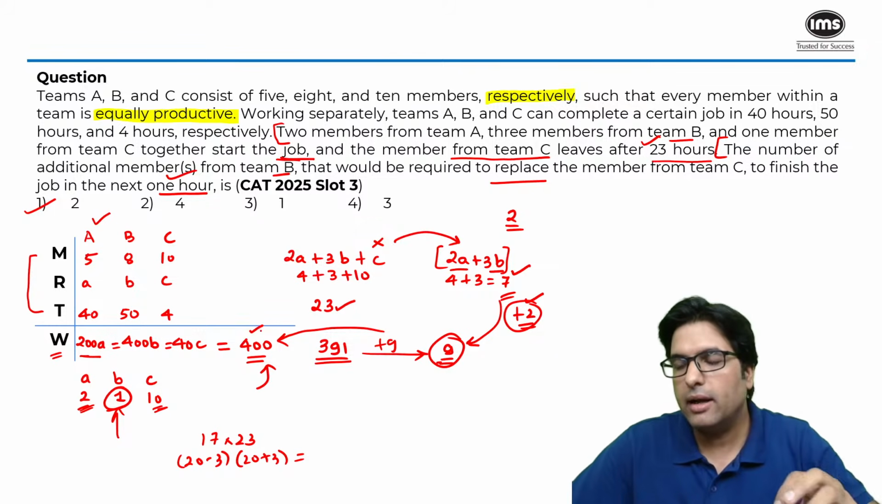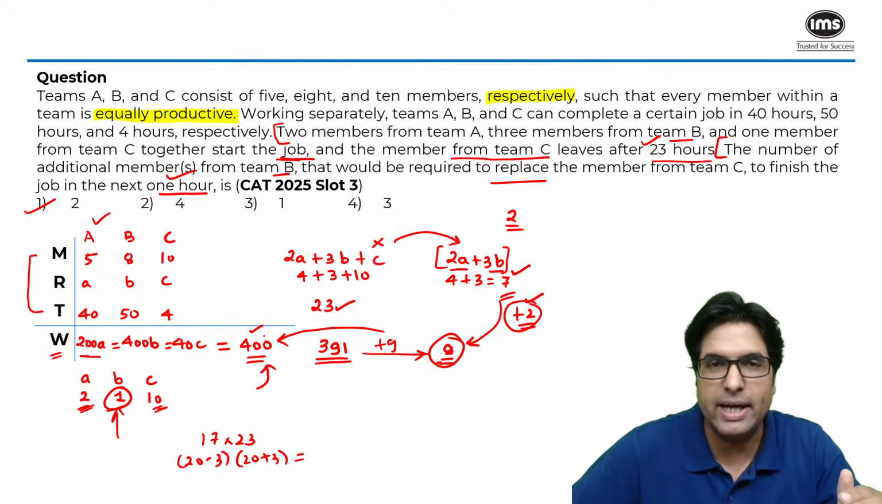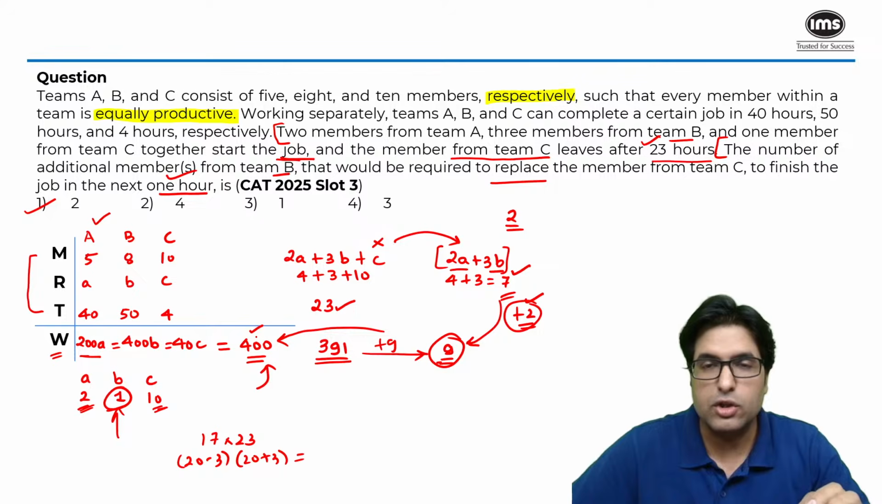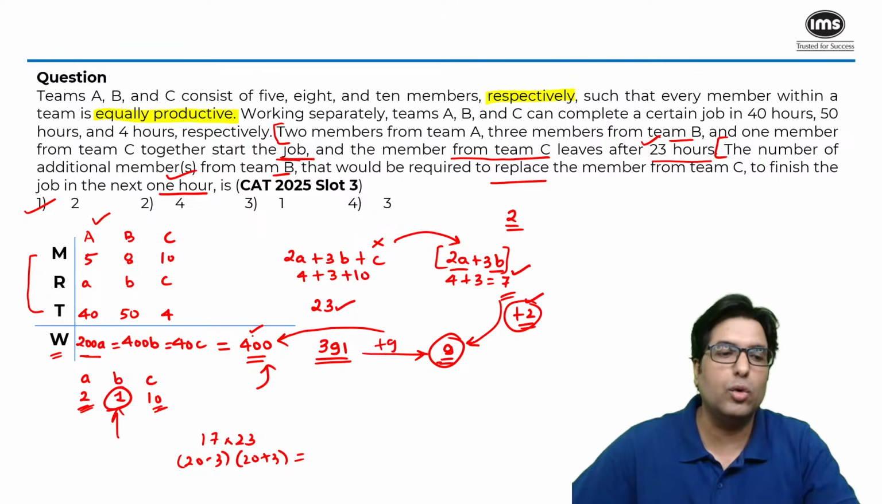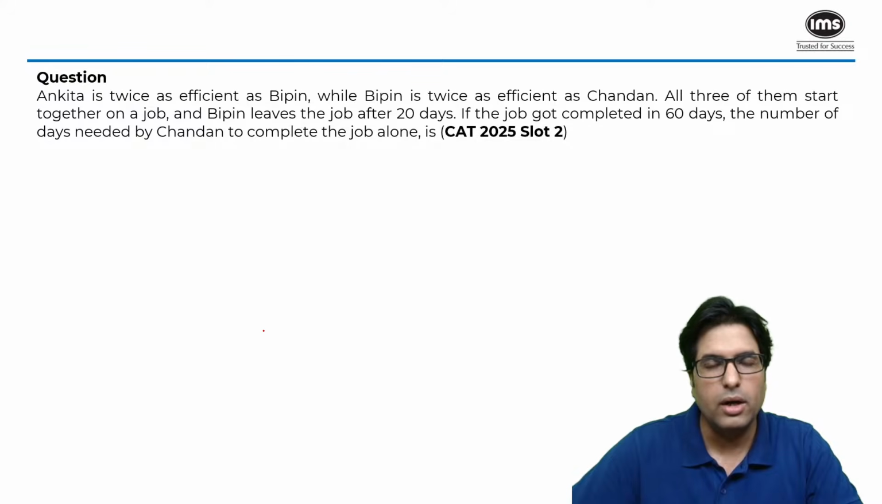So understand that if you present the data in this manner, in a structured manner of men, rate, time and work, it becomes very easy for you to follow along without any confusion. We've been able to solve 2 questions from CAT 25 slot 3. There were 2 questions only from CAT 25 slot 3 from time and work. Let's move ahead. So now a question from slot 2.